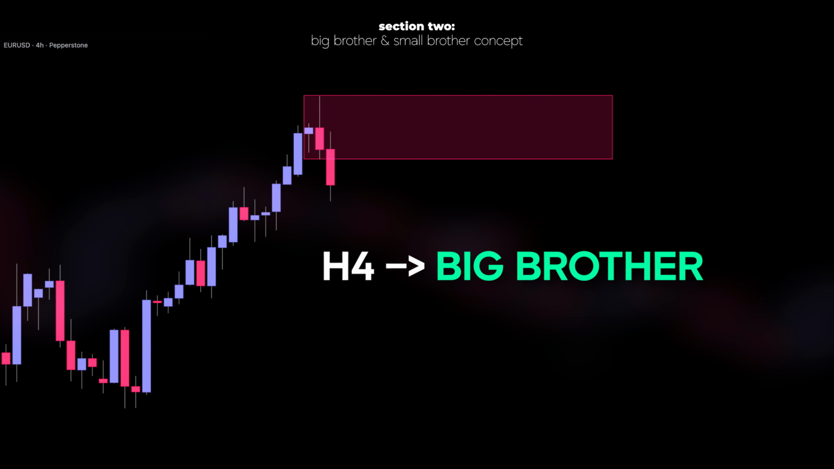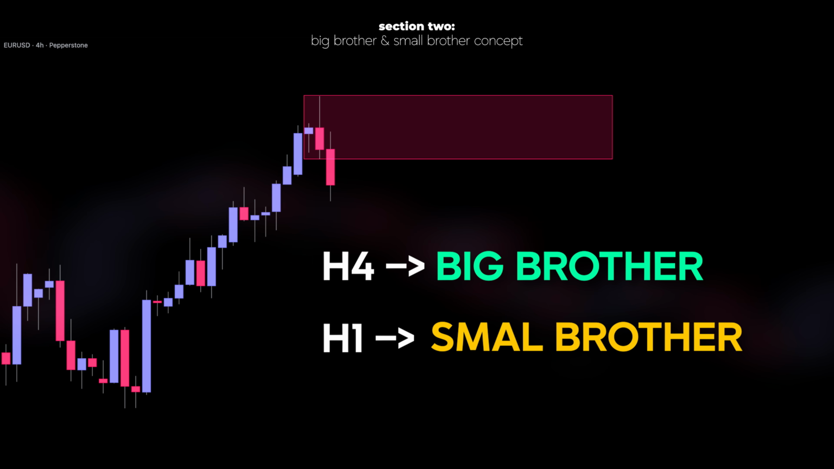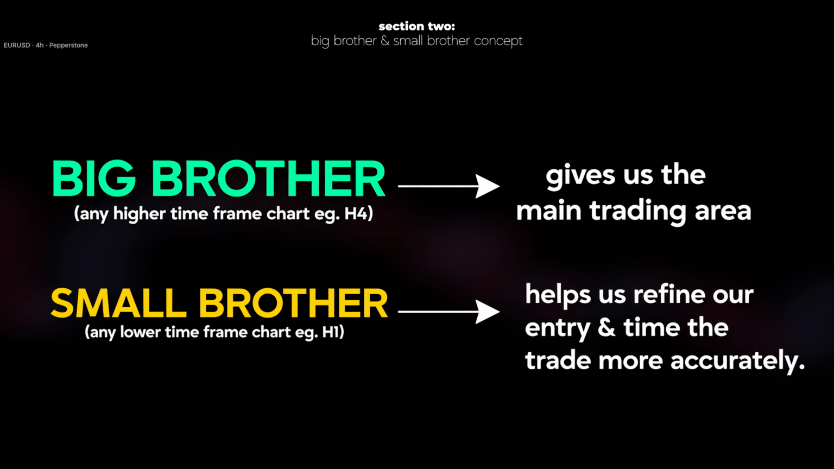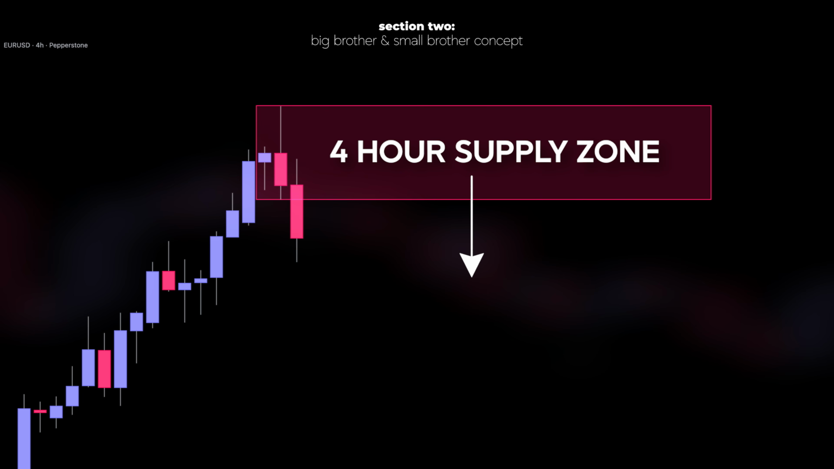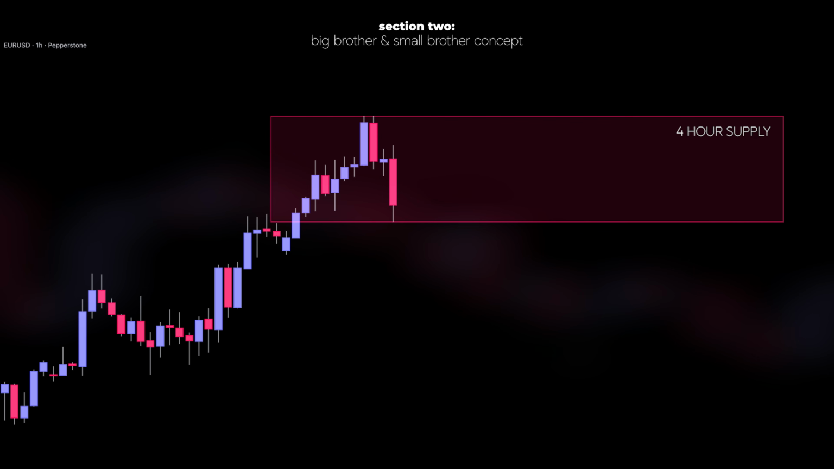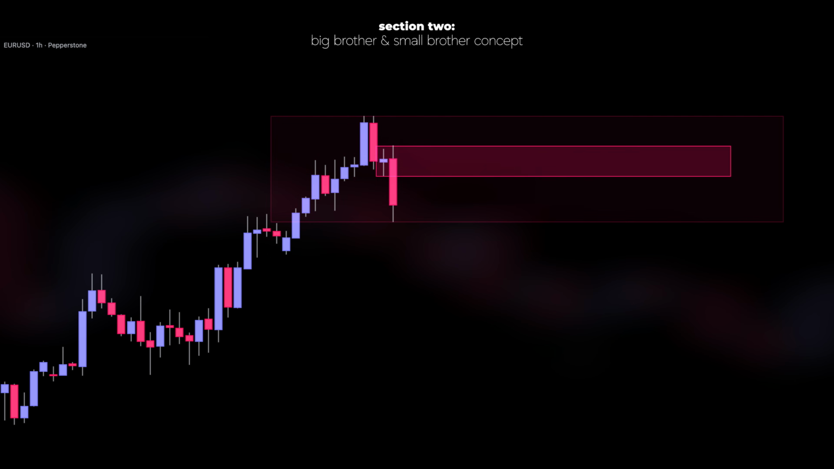We're gonna keep the 4-hour chart as our big brother, and then we drop down to the 1-hour chart, which becomes our small brother. The big brother gives us the main trading area, but the small brother helps us refine our entry and time the trade more accurately. On the 4-hour chart, the supply zone usually looks very big and very wide because it covers a large range of the price action, but when we zoom into the 1-hour chart, we will often find a smaller, cleaner supply zone sitting inside that 4-hour zone. That smaller zone is where we want to look for our actual Forex entry.